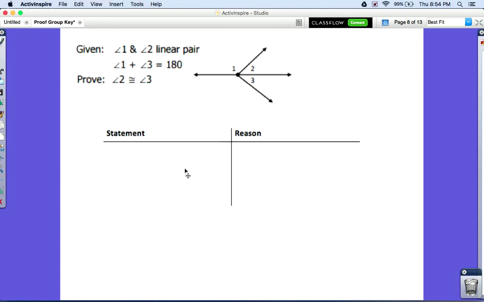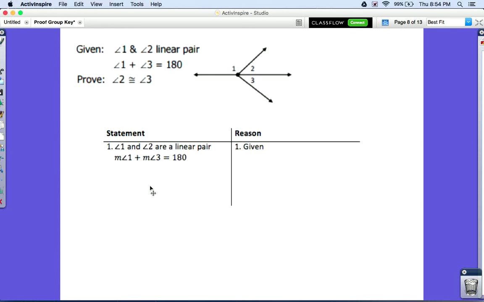So starting with our given statements, and technically they should have had the measure of angle 1 plus the measure of angle 3 on this instead of angle 1 plus angle 3. So I fixed that here. So with this information, we have that angle 1 and angle 2 are a linear pair, and that 1 and 3 add up to 180, meaning that they are supplementary.